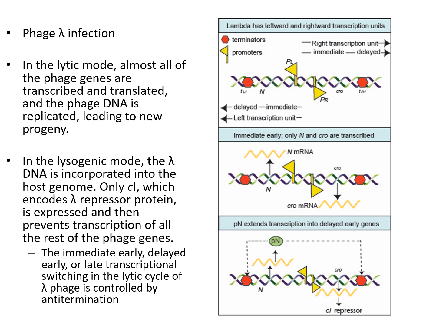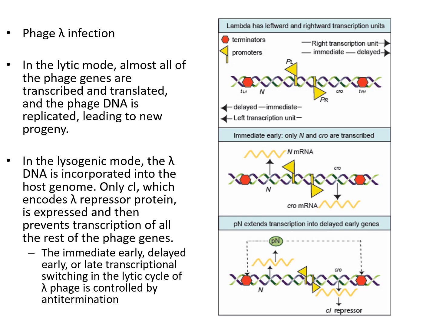One of the examples is lambda phage infection. In the lytic mode, almost all of the phage genes are transcribed and translated, and the phage DNA is replicated, leading to new progeny. And then in the lysogeny mode, the lambda DNA is incorporated into the host genome, and only cI, which encodes the lambda repressor protein, is expressed and prevents the transcription of all the rest of the phage genes.